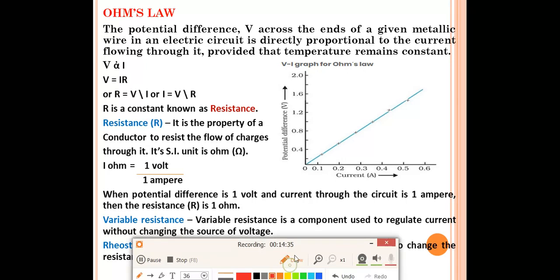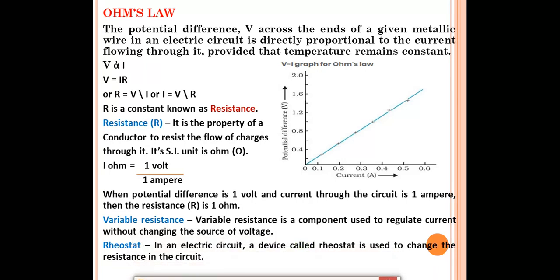It is a very important law which is generally asked every year in your board exams and your school internal exams also. So this Ohm's law is very important. Ohm's law. Okay. So what is the statement of this Ohm's law?